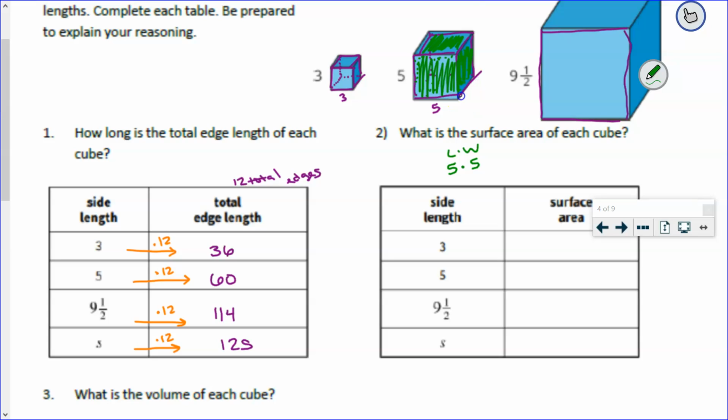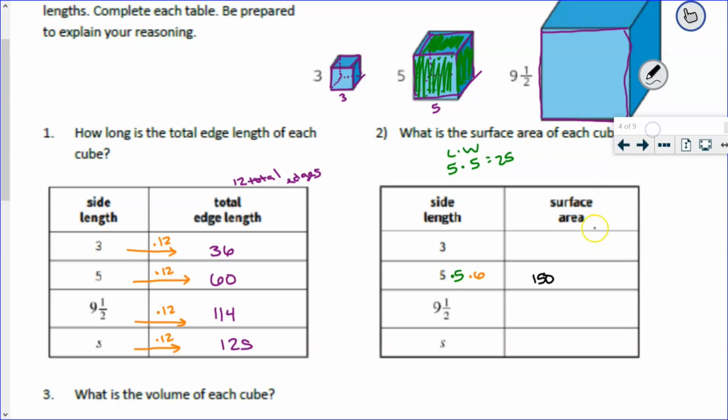Imagine it, maybe get a box of your own, maybe get a little dice if you have a die, and count how many faces there are on that, and you'll know that there are actually 6. So yes, I can find the area of just this one flat piece right here. It's 5 times 5. So that would be equal to 25. But I don't have just one of those. I end up with a total of 6 of them. So it's the 5 times 5, but then I am multiplying it by the 6 different faces that we have. So I end up with 5 times 5 times 6, which is equal to 150. And these are going to be in square units, or units squared.